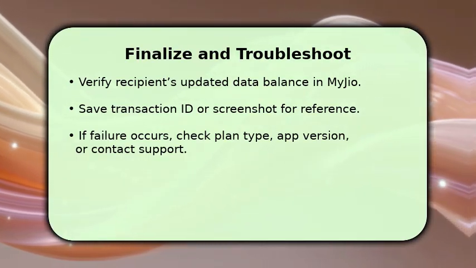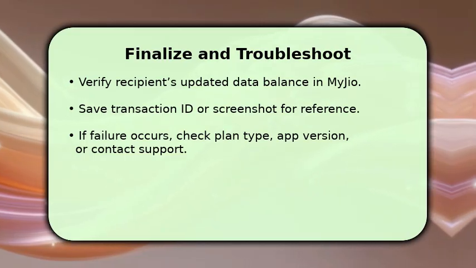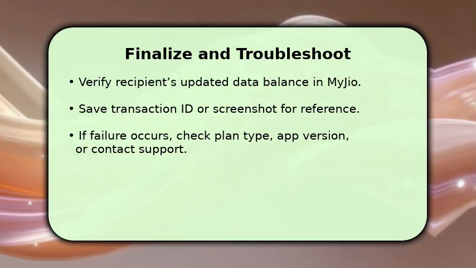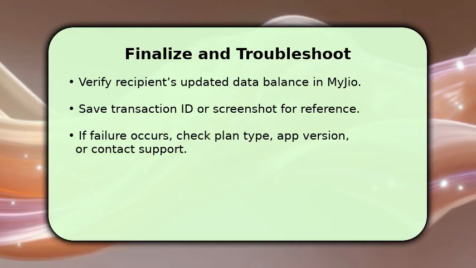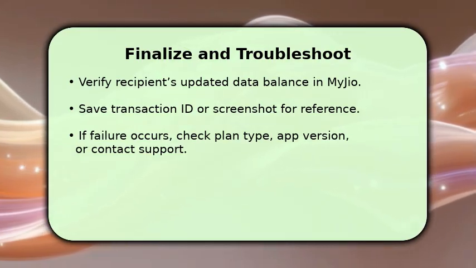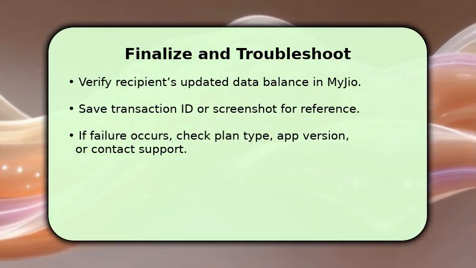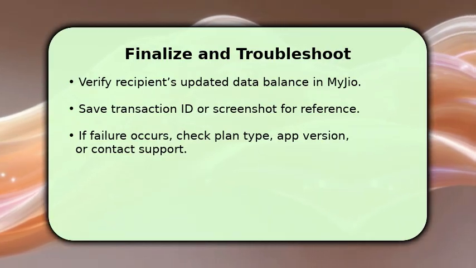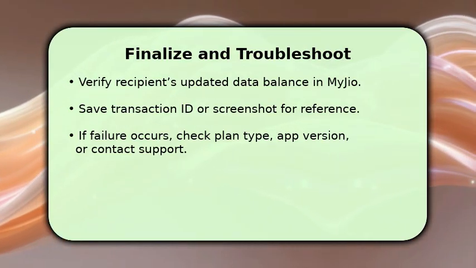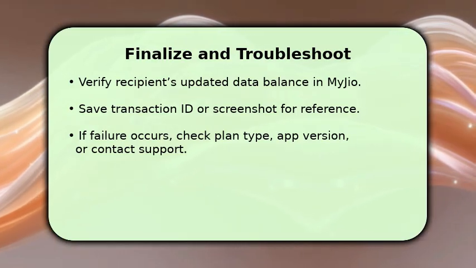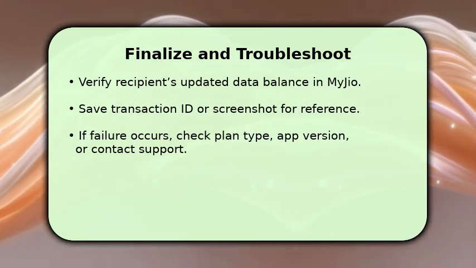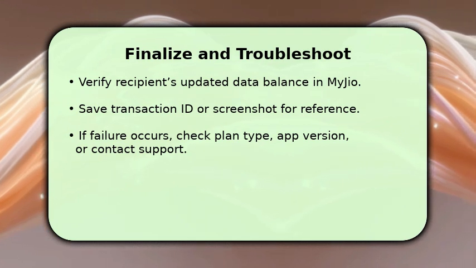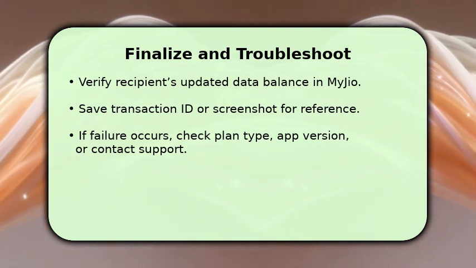Make a note or screenshot of the transaction ID for future reference. If the new balance does not appear, log out and back in, then check your app version and network connectivity. If issues persist, confirm the recipient's number is on the family plan and that you met transfer limits. Contact Jio support with the transaction ID. This single troubleshooting tip typically speeds up resolution if something goes wrong.